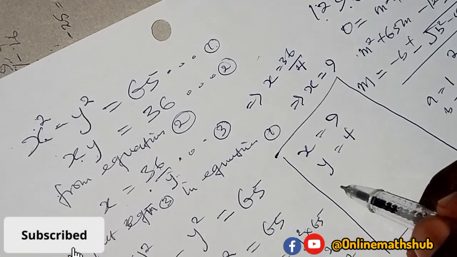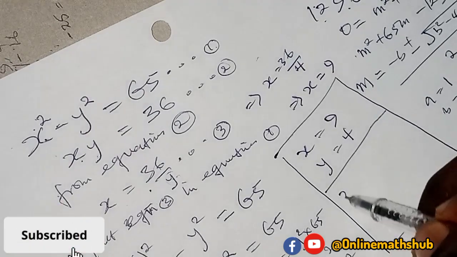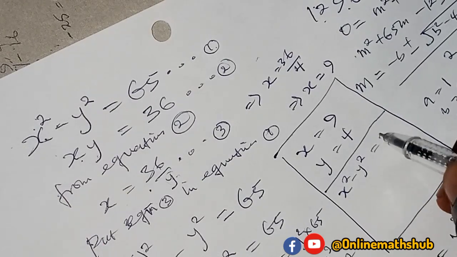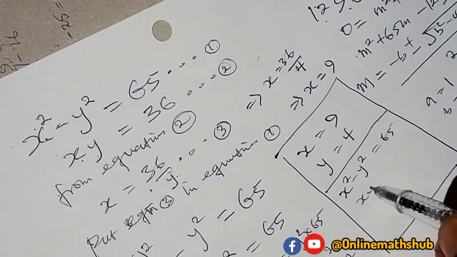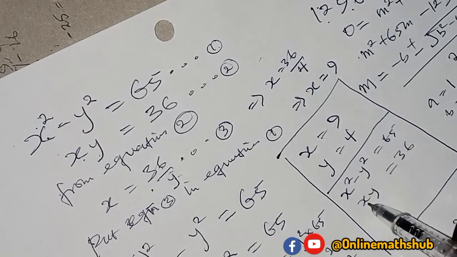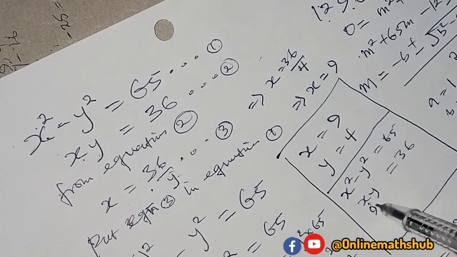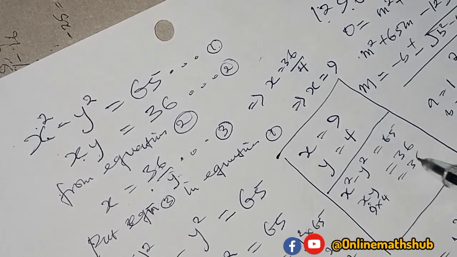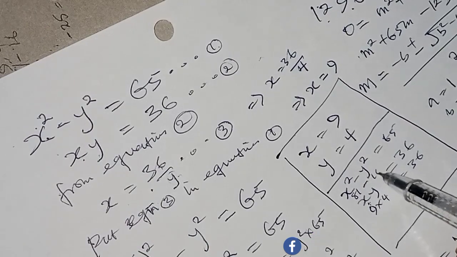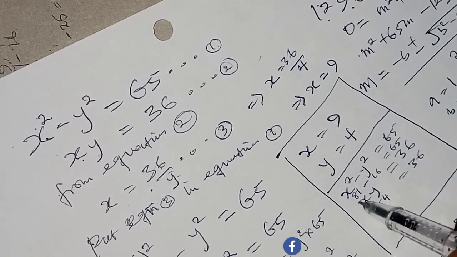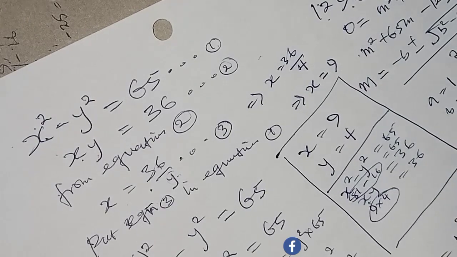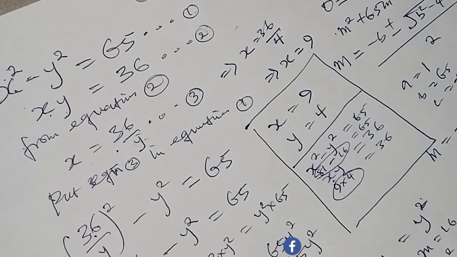You can actually run your check. The question we just solved is x squared minus y squared is equal to 65, and x times y is equal to 36. So if you put 9 times 4 in the second equation, it gives you 36, and if you put 81 minus 16, it will also give you 65. So this satisfies the equations, and that is how you can solve this kind of problem.